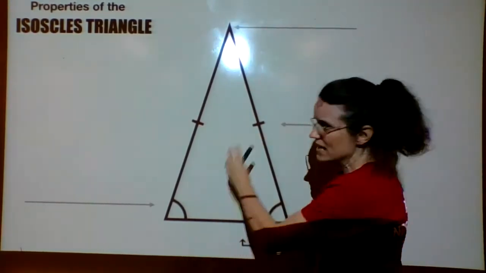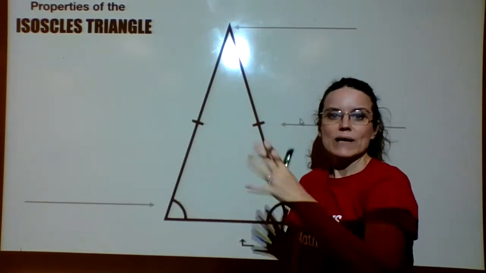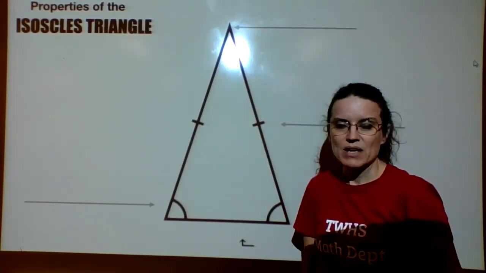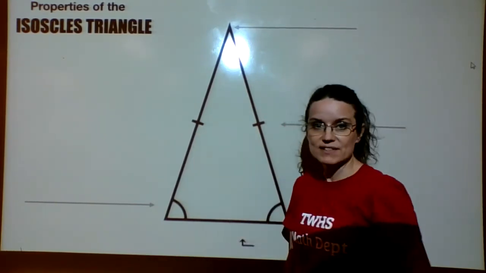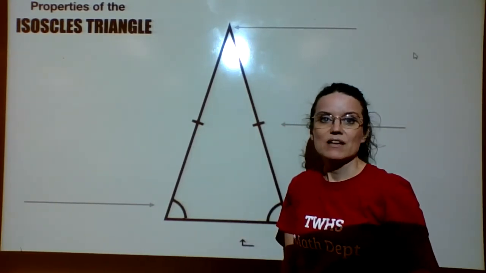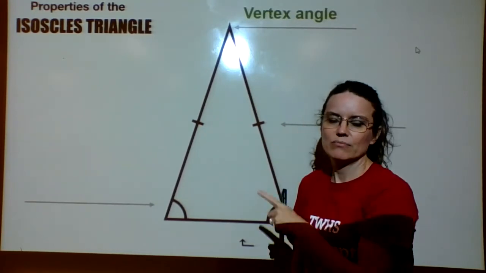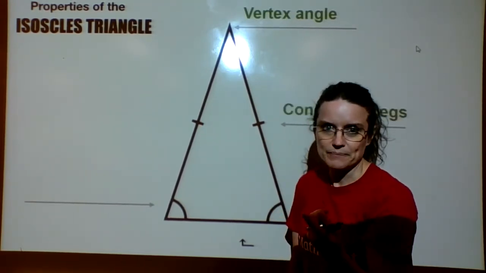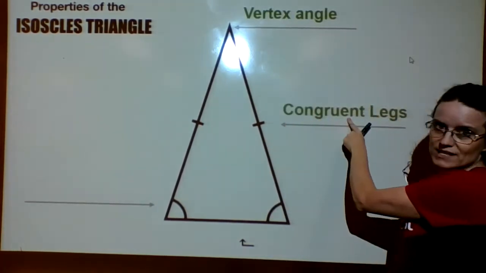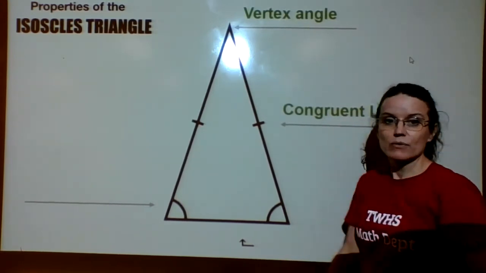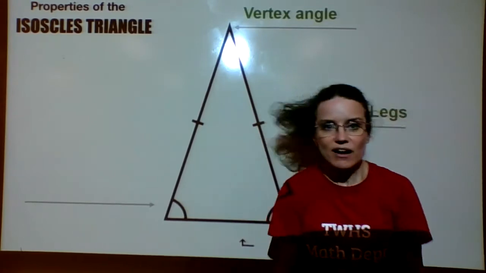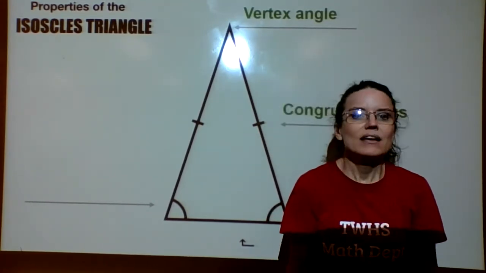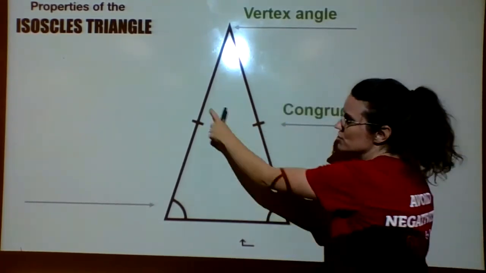So in an isosceles triangle, we get to start naming the parts, okay? Now, triangles have three sides, but if two of them are the same, they get special names. The congruent sides are the legs. Just like when you stand up, you've got two legs that you're standing on that are theoretically congruent. And so these are the two here.